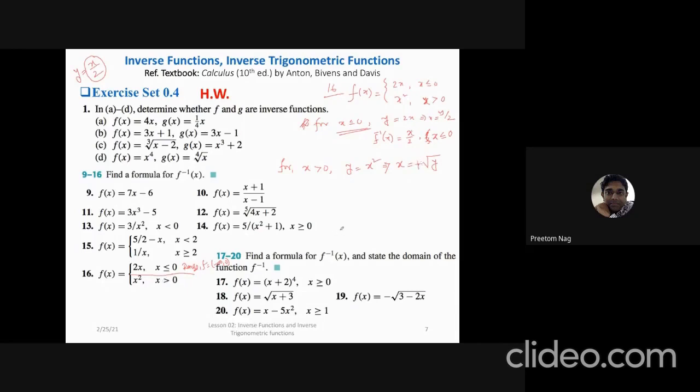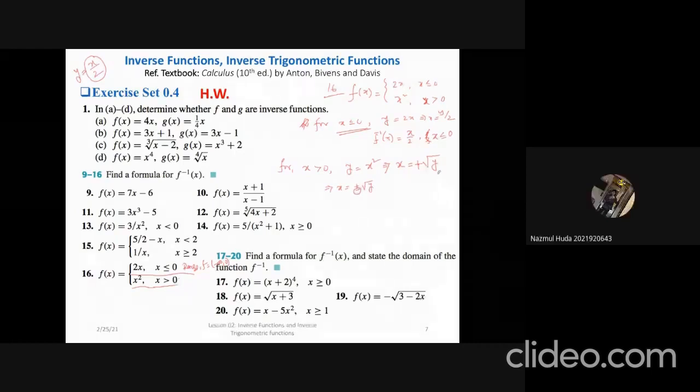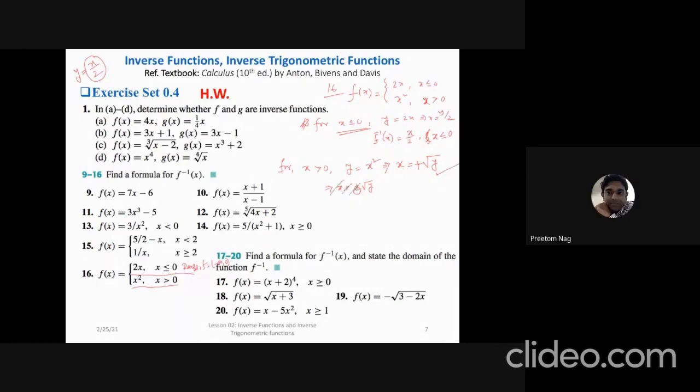I hope you understand. Is that okay for everyone? Now look at this one. f of x equals x square is valid only for x positive. If you consider the value of x from y equals x square, x equals plus minus square root of y, right? But here the minus is not acceptable, because x is positive. So that is why we have taken x equals square root of y, right? And the negative is not true.